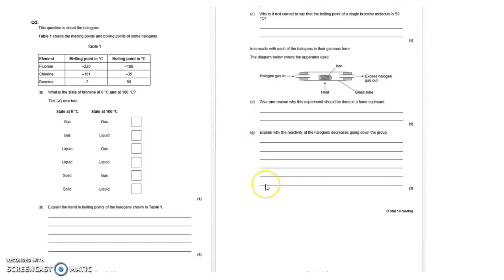And part E, 3 marks to talk about trends in reactivity. Remember, the trend in reactivity is related to the ease with which the atoms form ions. So you need to be talking about how the size of the halogen atoms relates to how easily they gain electrons, because remember group 7 all want to gain 1 electron.